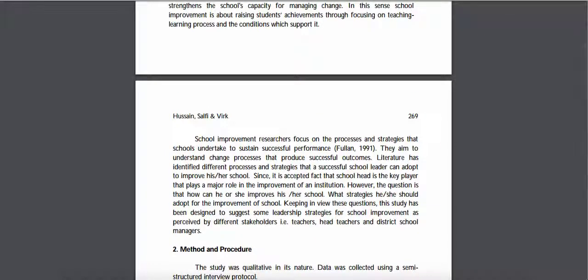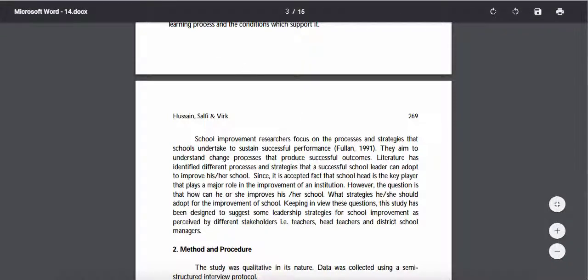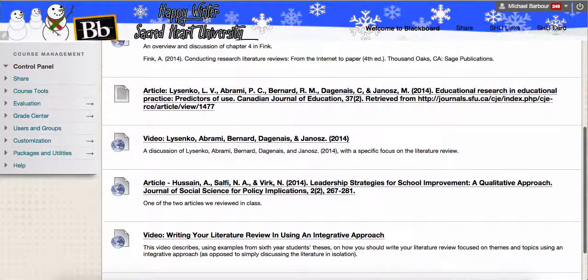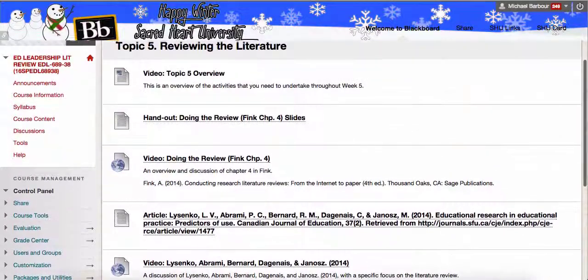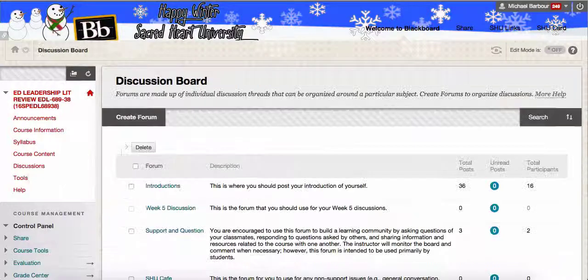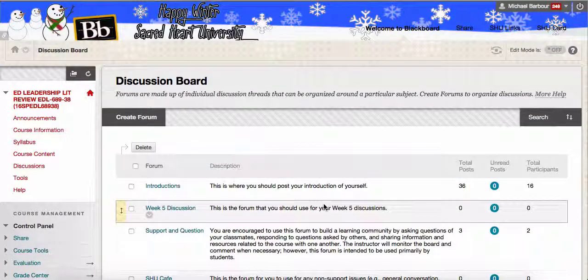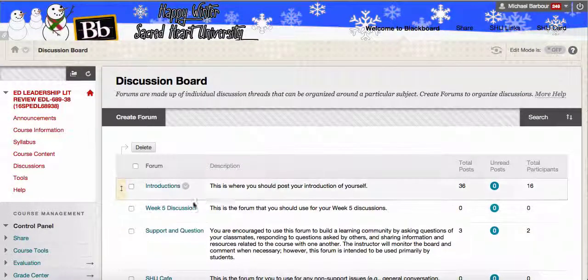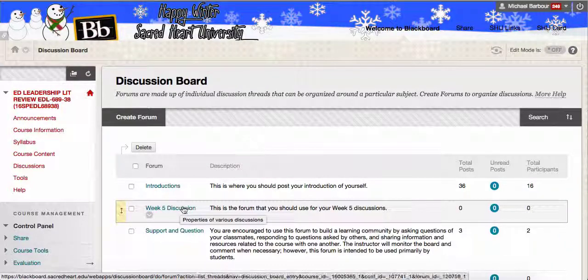So what I would like you to do, once you've spent 20 or 25 minutes going through this article, paying particular attention to that literature review, is go back into Blackboard, scroll back up and click on the discussions link. It will open up a page that gives you your various discussion forums. And one of the ones you will see here is something called the Week 5 discussion.